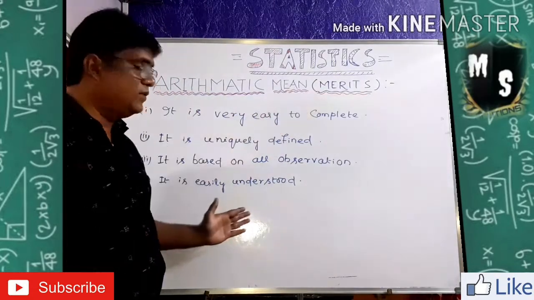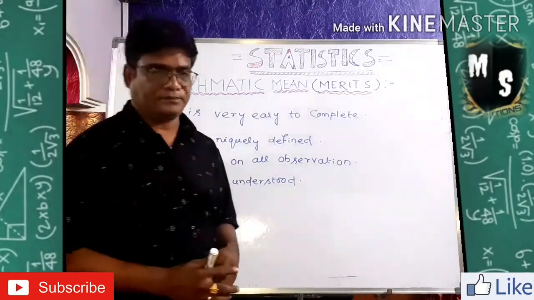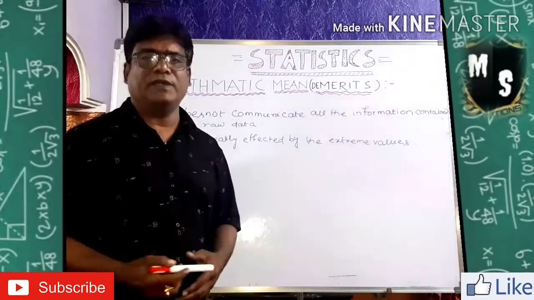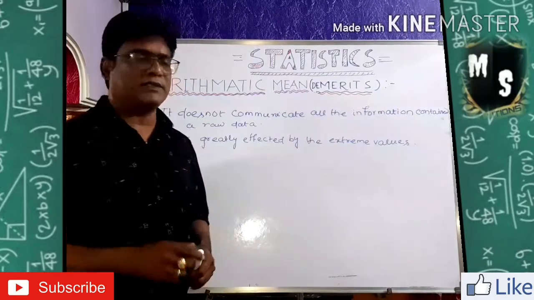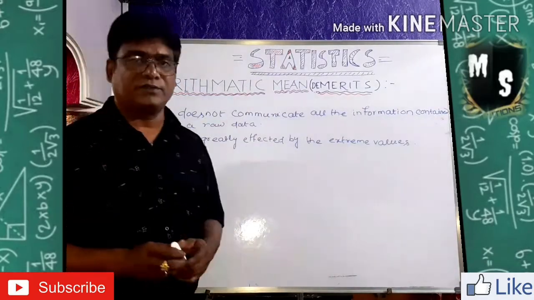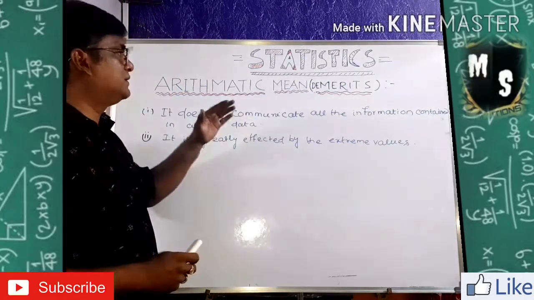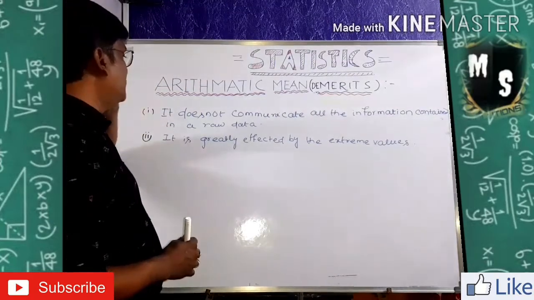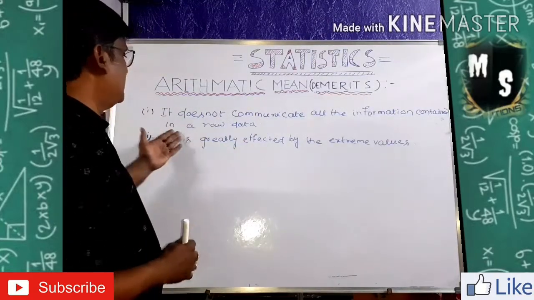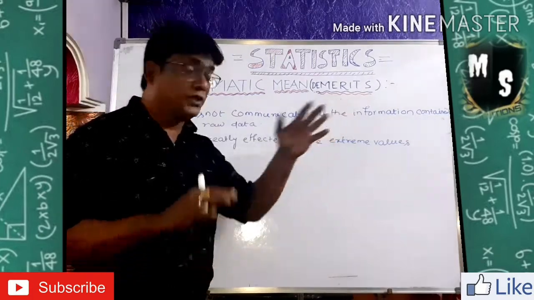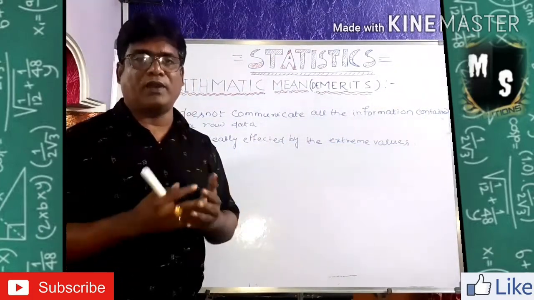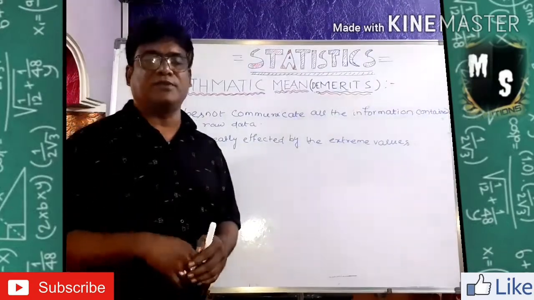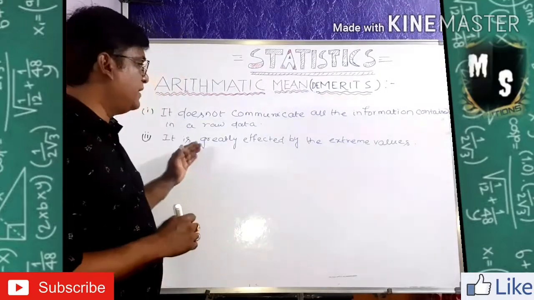Now I told you the merits, and now the demerits of the arithmetic mean. What are the demerits? This will come as a very objective type of question, for 1 or 2 marks. If they ask merits and demerits at a time, it will give you 2 marks, and if it is only merits or demerits, it will carry 1 mark only. So what are the demerits? It doesn't communicate all the information contained in the raw data. It is greatly affected by extreme values. Extreme values means big values.